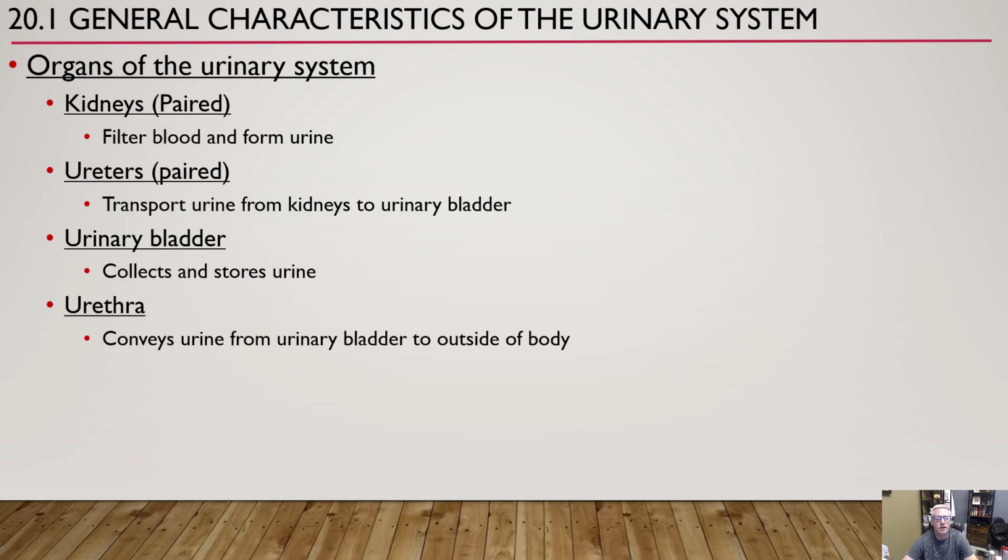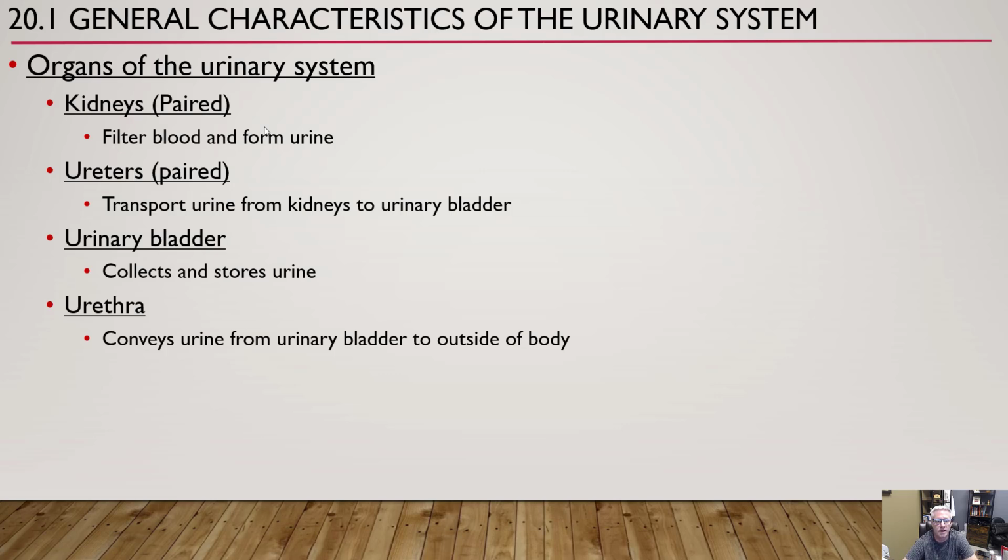All right, so what makes up the urinary system? There are really four organs. There's the kidneys. We have two kidneys, one on each side, and basically the function of those kidneys is to filter the blood and form the urine.